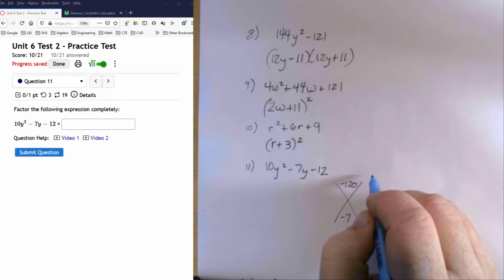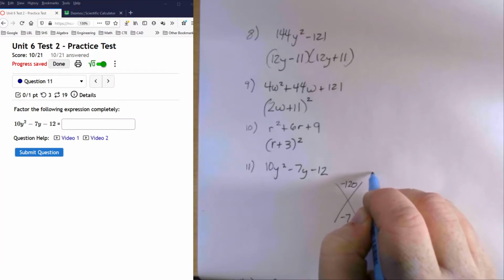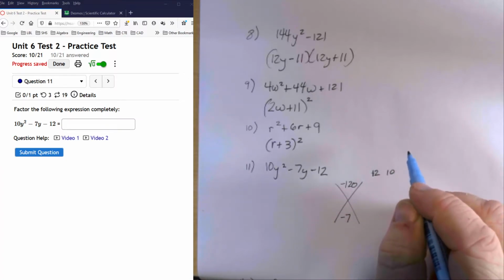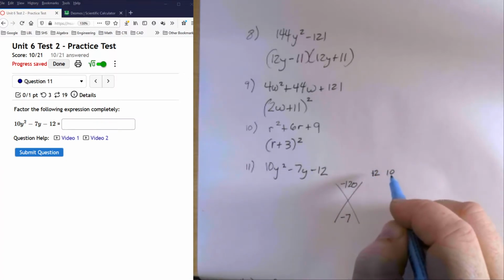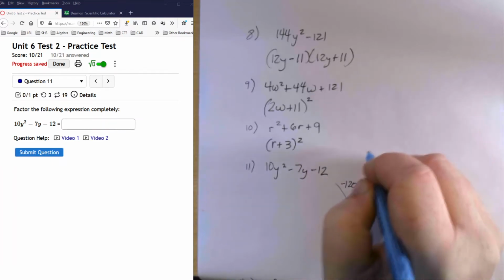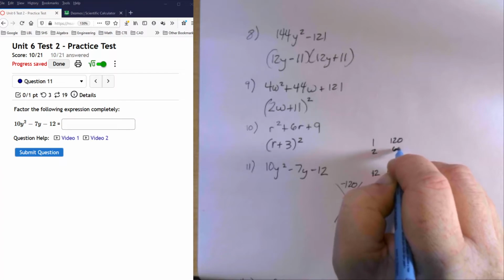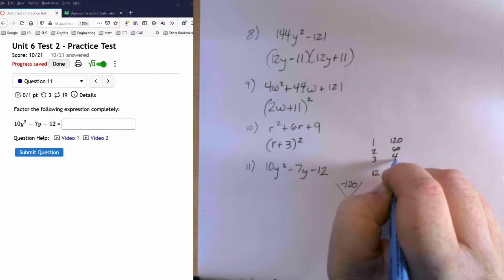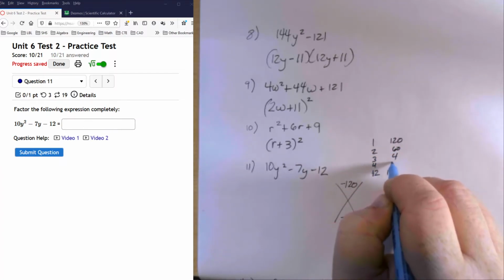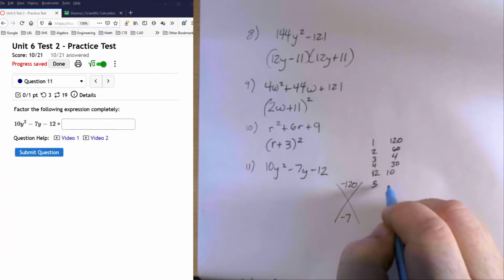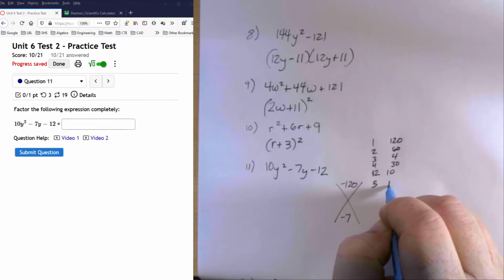Let's see what those are. Hopefully we can figure that out pretty quickly. I know that 12 and 10 are factors there. What else has a difference of 2? I can do 1 and 120. I can do 2 and 60. I can do 3 and 40. I can do 4 and 30.